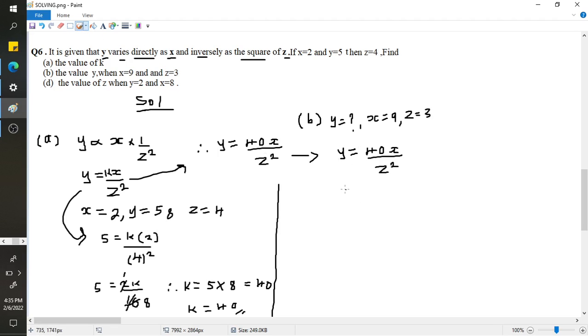So what don't we have? We don't have y, so we have to calculate for y. So we have 40 and x is 9. What else do we have there? We have z. Now z has been given to be 3.